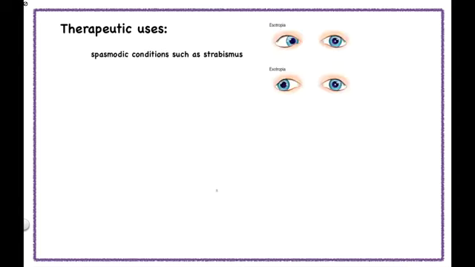Now some therapeutic uses. As botulinum toxin produces flaccid paralysis, it can be used therapeutically for the treatment of spasmodic conditions like strabismus, blepharospasm, and myoclonus.